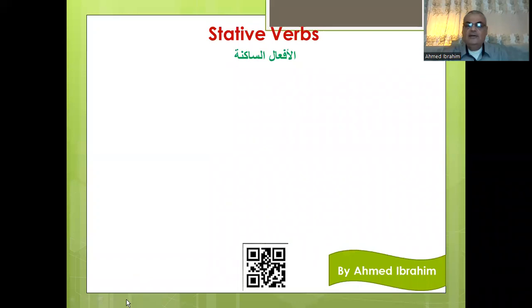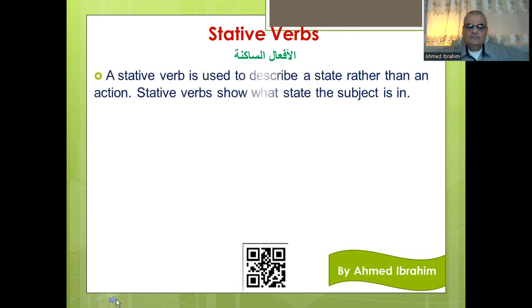زي ما احنا شايفين قدامنا stative verbs الأفعال الساكنة. A stative verb is used to describe a state rather than an action. Stative verbs show what state the subject is in.